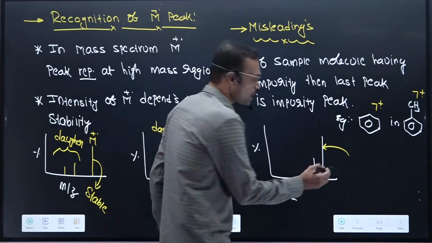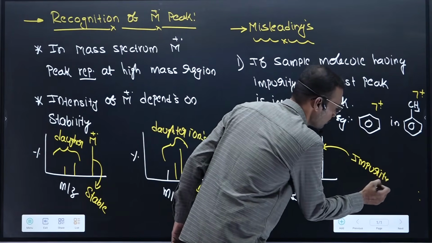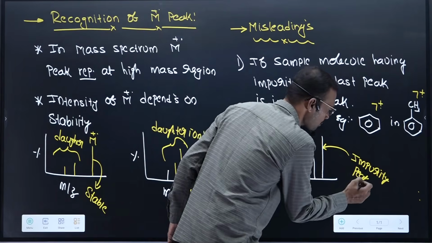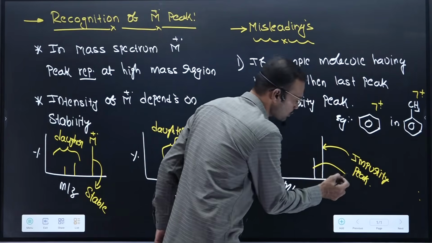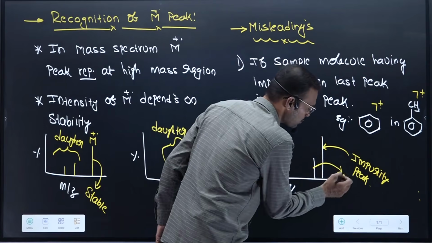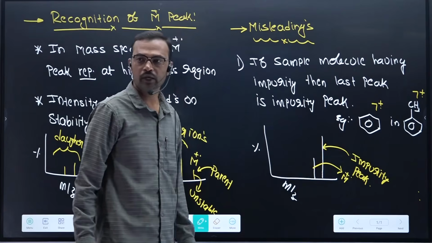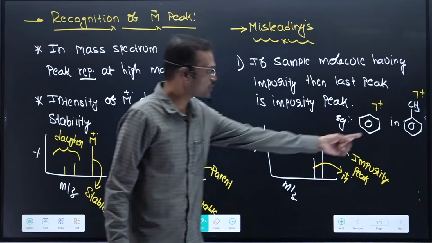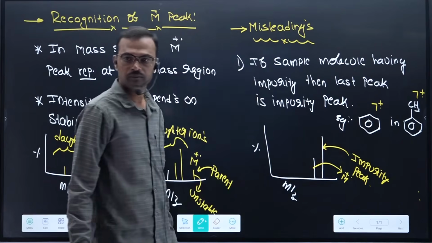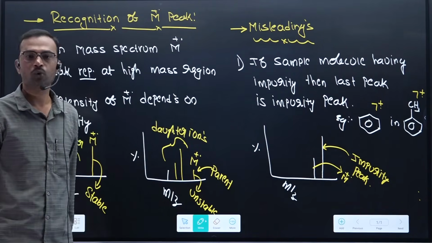Okay. So this last peak is what? An impurity peak. This may not be a molecular ion peak. Sometimes it is an impurity peak. But what about this one? This is called the molecular ion peak. That is the benzene peak. This is benzene and this is toluene. Toluene is an impurity which is added to benzene. Clear? Is the last peak a molecular ion peak every time?